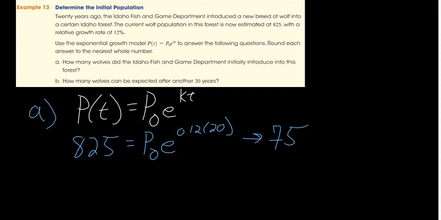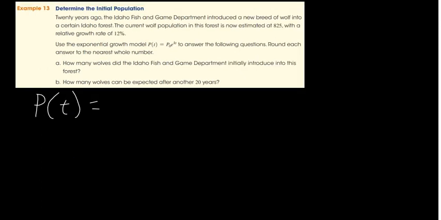Next up, we have B. It reads, how many wolves can be expected after another 25 years? Now that we have my initial number, which is 75, let's once again write our formula again, because I like to write underneath it whenever I figure out what I have where. P naught.